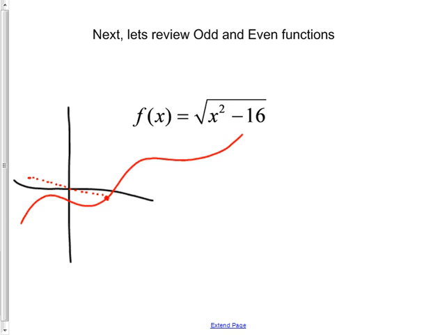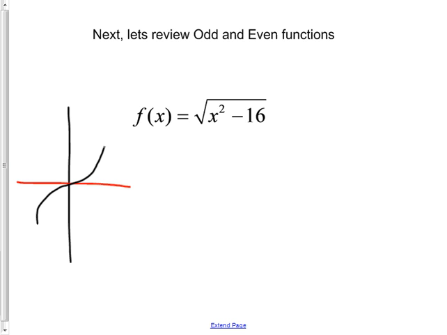Okay, so let's show you one that does have odd symmetry. If you had, for instance, that, that has odd symmetry. Because if I pick a point, let's say right here, go through the origin and to the other side, is there another point waiting for me? Yes, there is. Okay, that's got odd symmetry, so that's odd.